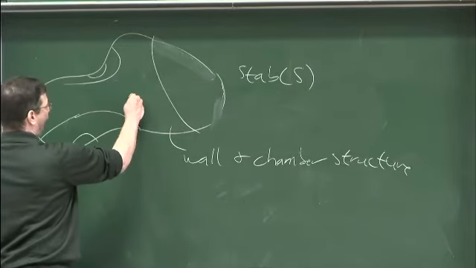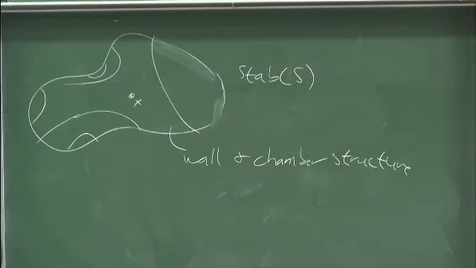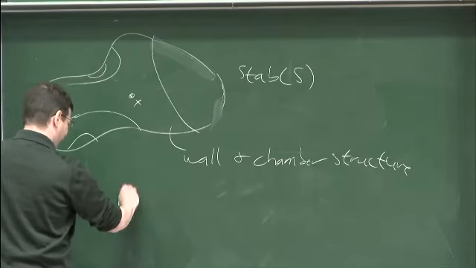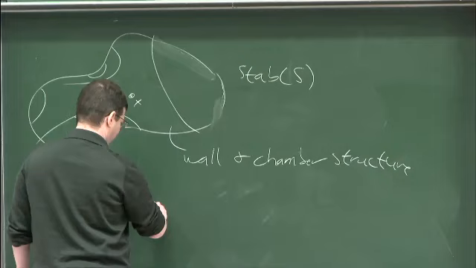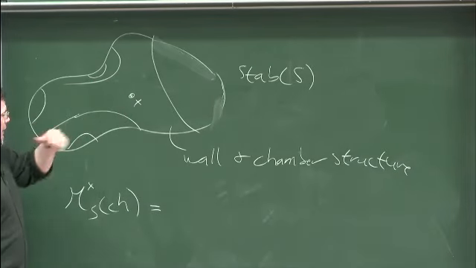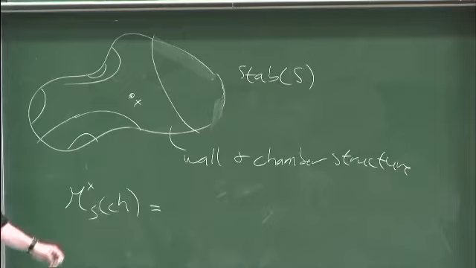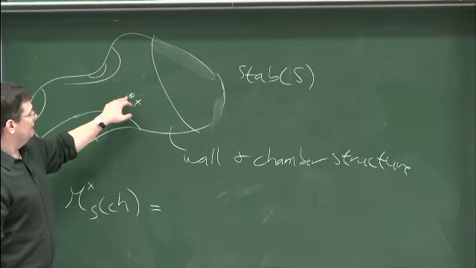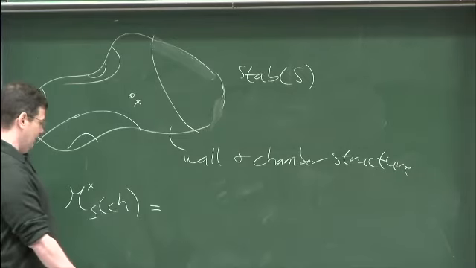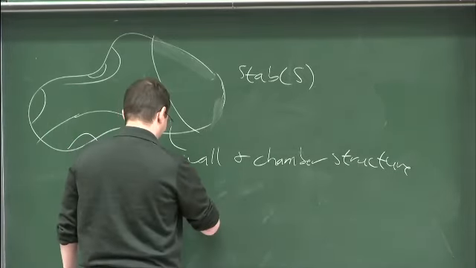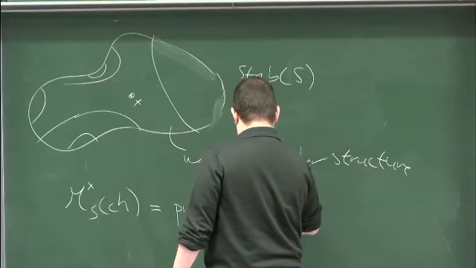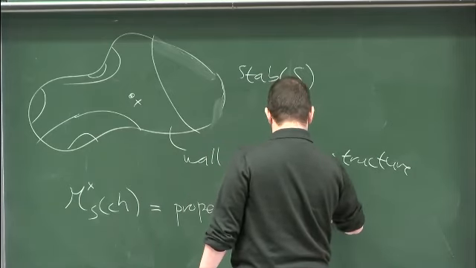when I have a point in a chamber, then by, I guess, it's a theorem of Toda that the moduli of Bridgeland-stable objects associated to this point, this stability condition, which is what a point in the stability manifold is, is some kind of a proper, I guess it's a proper Artin stack or something, and I think it should be finite type.